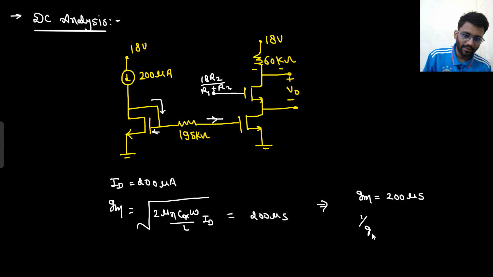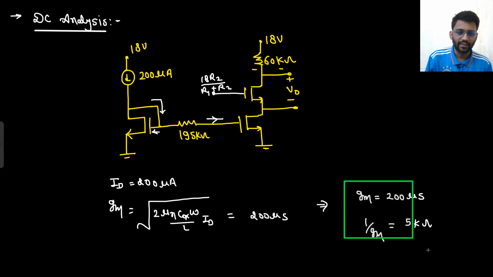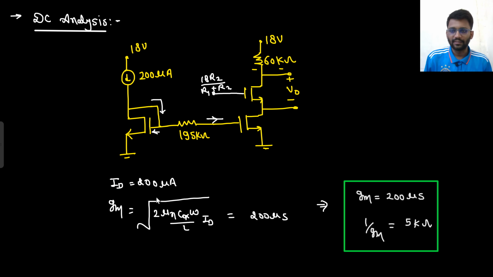And what would be the value of 1 by gm? Can you calculate the value of 1 by gm as well? Because most probably you would be needing the 1 by gm value as well. If you calculate it, it would be 5 kilo ohm. In the near future, there is a high chance that we will be needing these two values. So here we did the DC analysis.